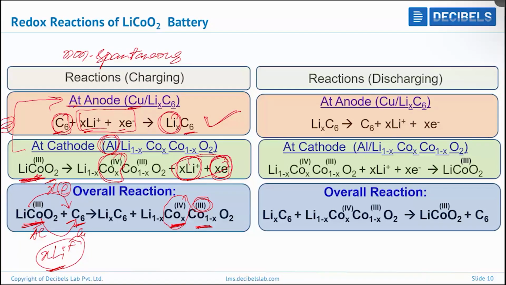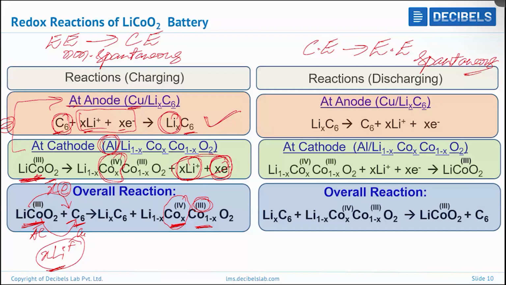Here we are supplying electrical energy and making chemical reactions happen inside. Here the battery is already active, the energy is stored, then the chemical energy is getting converted spontaneously to electrical energy. So this is a spontaneous reaction. So we call, during discharging, it acts as a galvanic cell. Galvanic cell.